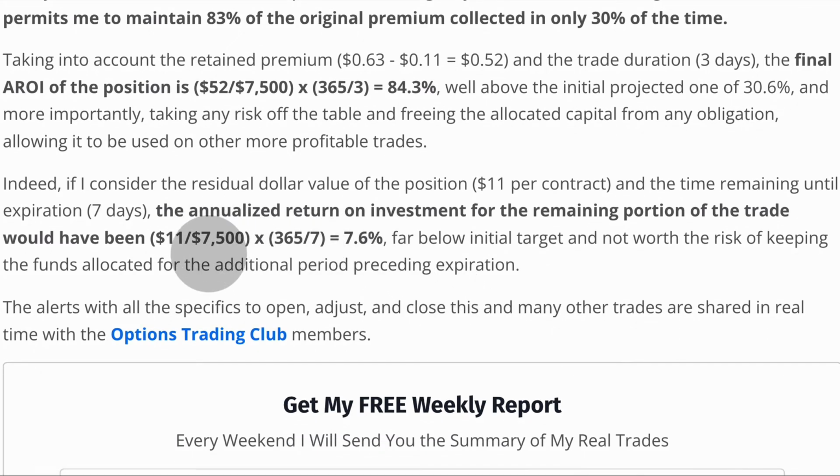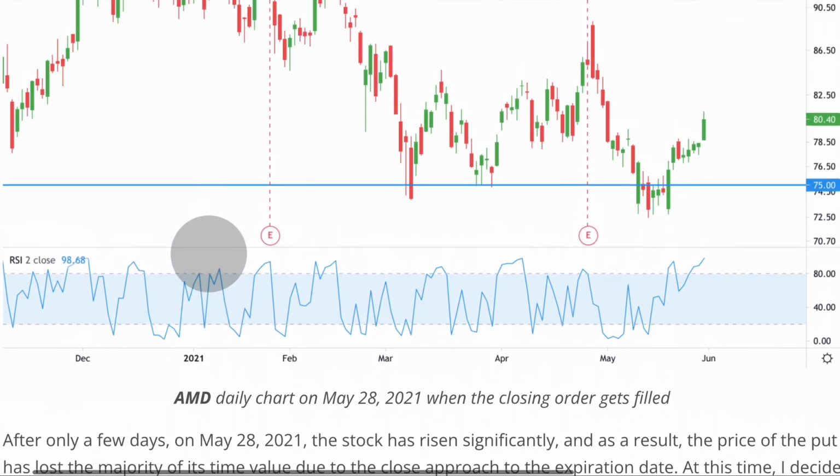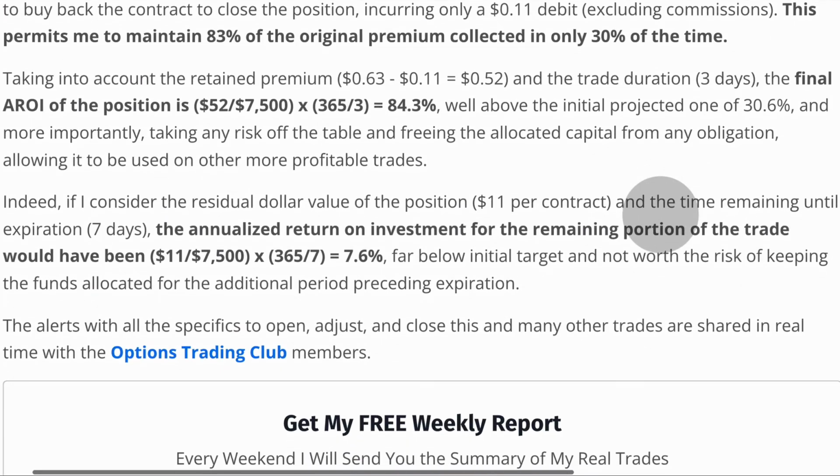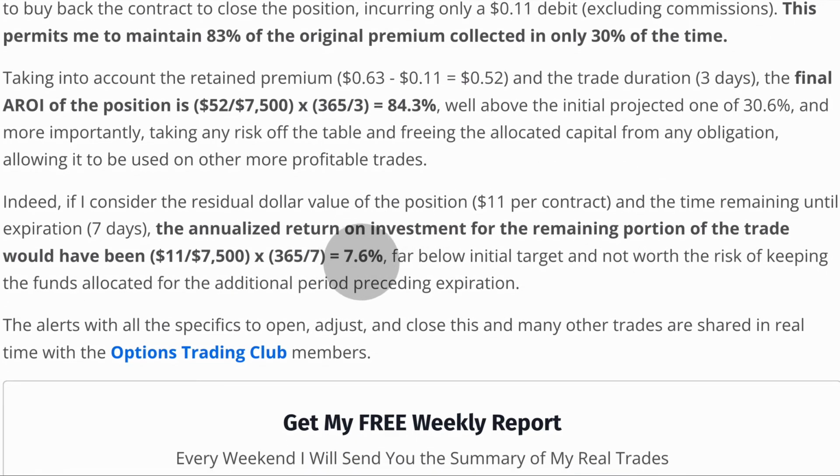That is pretty low, and to do that I needed to leave open a position with the entire risk of this collateral. So what I prefer to do is close the position, because again the stock is extending on the upside, and I prefer to free up my capital, book the profit, and use the capital on another trade with a potentially higher return than these 7.6%.